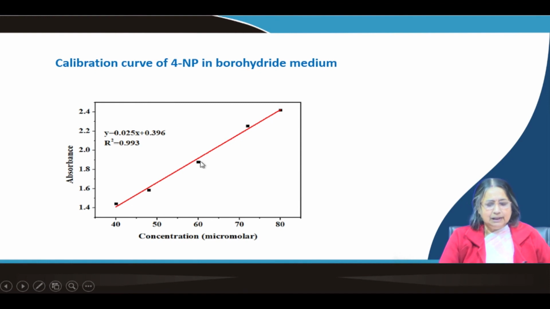Anyway, this is the calibration curve to know the concentration. If we know the absorbance value, we can tell the concentration from this. For an unknown solution, if we know the absorbance value, we can easily find out the concentration. So, this is required to know the concentration of the nitrophenolate at different time intervals. We got some data at different times of 4-nitrophenolate after we started the reaction. So, it is under chemical kinetics.